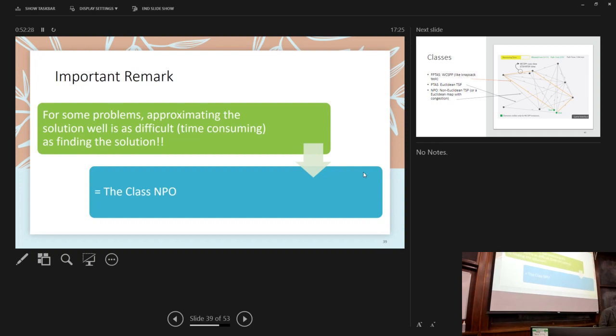Well, so my reaction is, how do you know that? Well, especially because of this here. For some problems, approximating the solution well is as difficult, as time-consuming as finding the solution. It's actually the class NPO. They're not polynomial approximable problems. So you can't do a very good job.